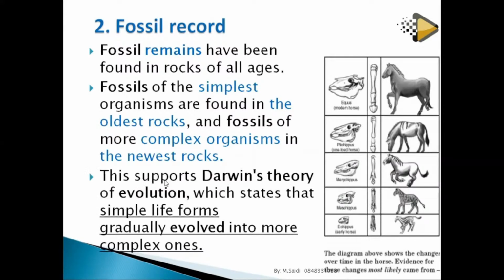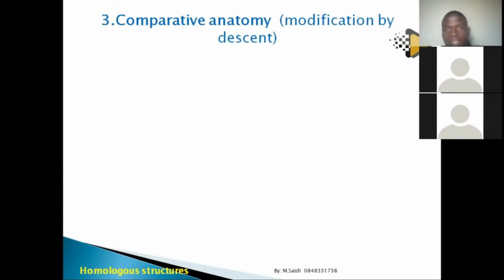And then you're saying that this supports the Darwin theory of evolution, which states that simple life forms gradually evolve into more complex ones. That's why I said that you find out that you are more complex than your parents. It means that you evolve from simple to more complex organisms. You have another evidence which shows that evolution really took place, which you call comparative anatomy.